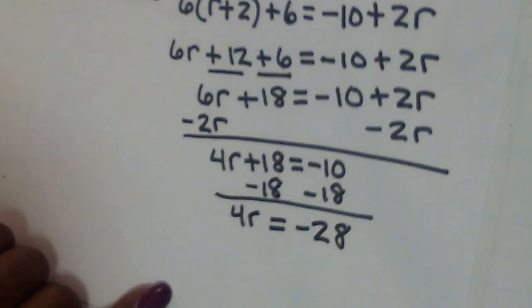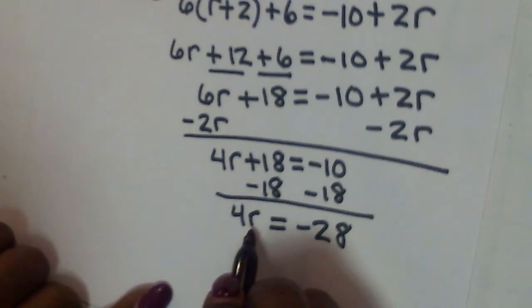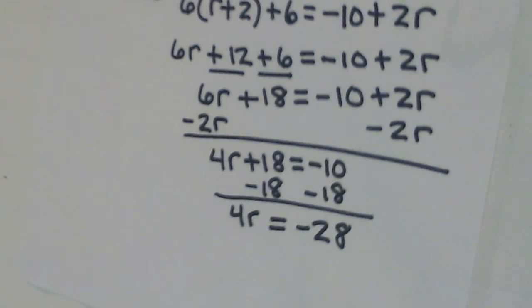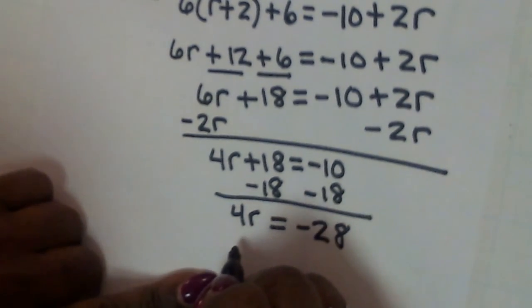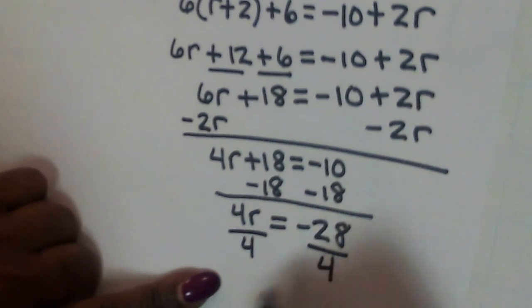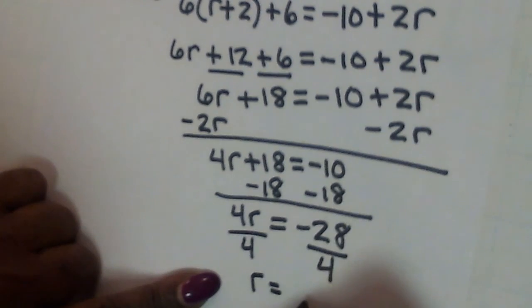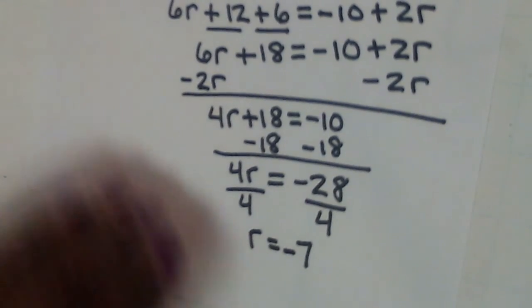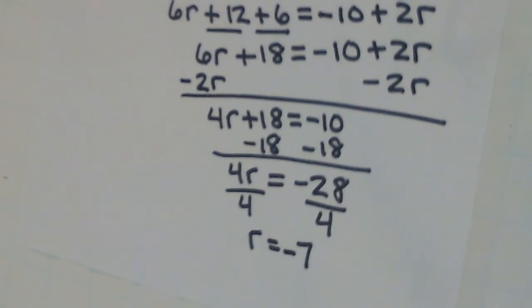Now I have it down to a 1-step equation. 4 times r equals negative 28. So, since it's asking me to multiply, I'm going to divide. So I'm going to divide 4 on both sides. I will get r equals 28 divided by 4 is 7. A negative divided by a positive is negative. So the answer is r equals negative 7, or the value of r is negative 7.